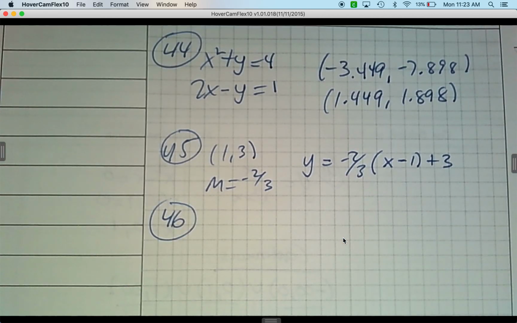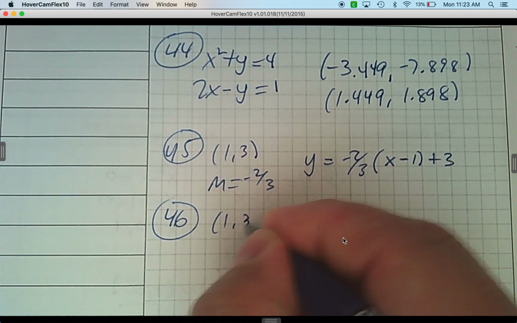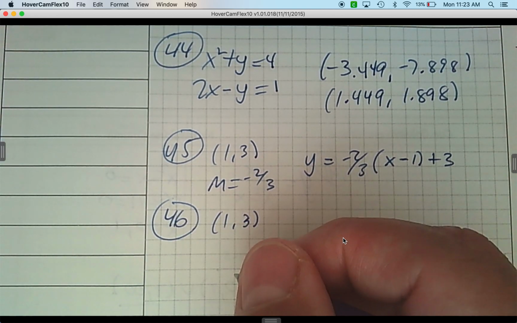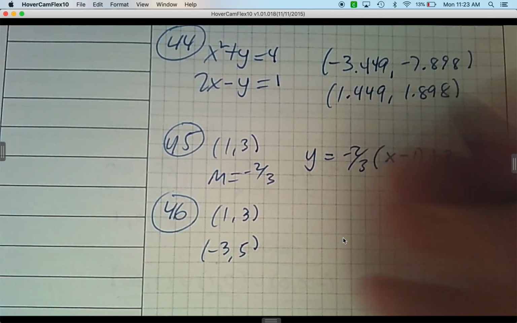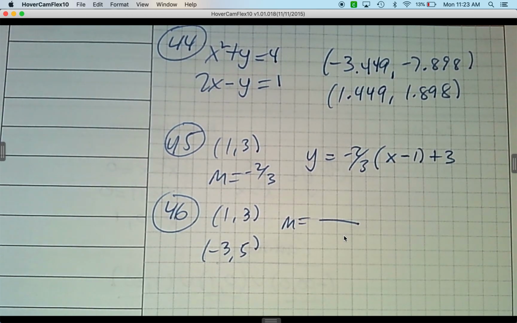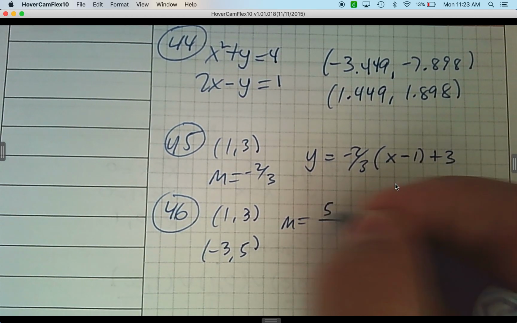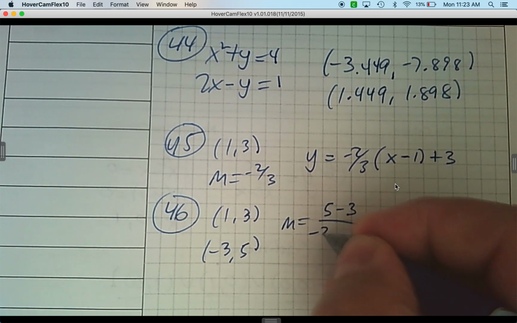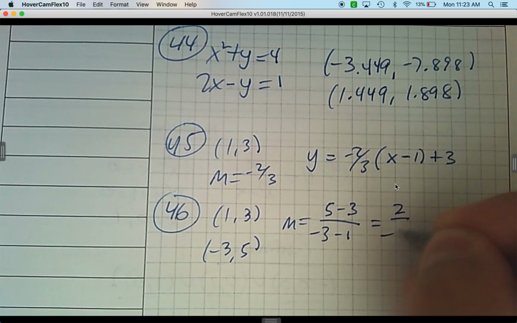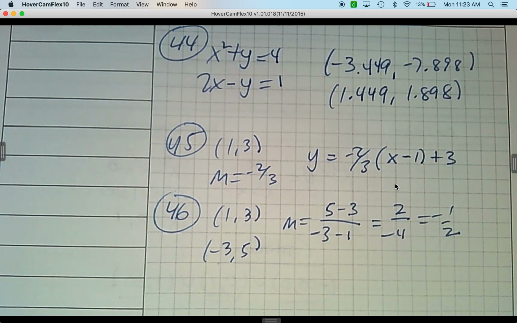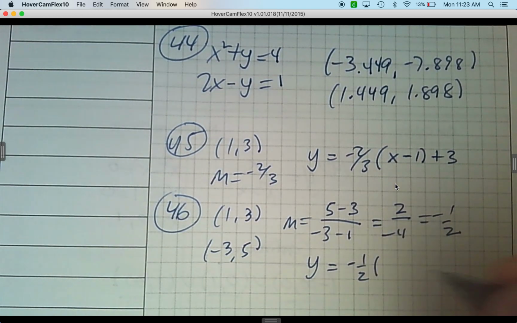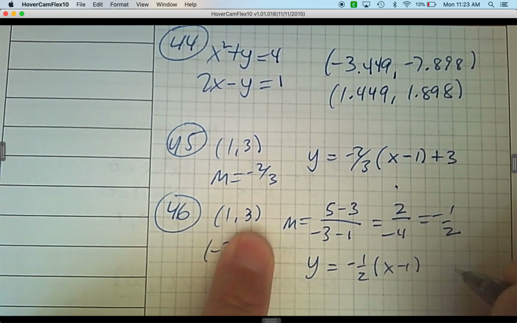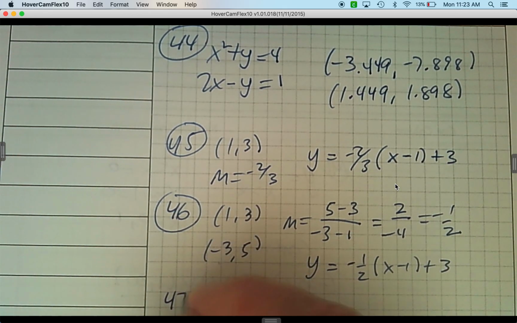For 46, find an equation. This time you're given 2 points, 1, 3 and negative 3, 5. So what's an equation of a line there? Well, first I need to know the slope. How do I find the slope between 2 points? y2 minus y1 over x2 minus x1. That would be positive 2 over negative 4. You can simplify it if you like. That's negative 1/2. And then take either point. So I'm just going to take the first one. So the slope is negative 1/2, and then I'm going to go x minus 1 plus 3. Easy.